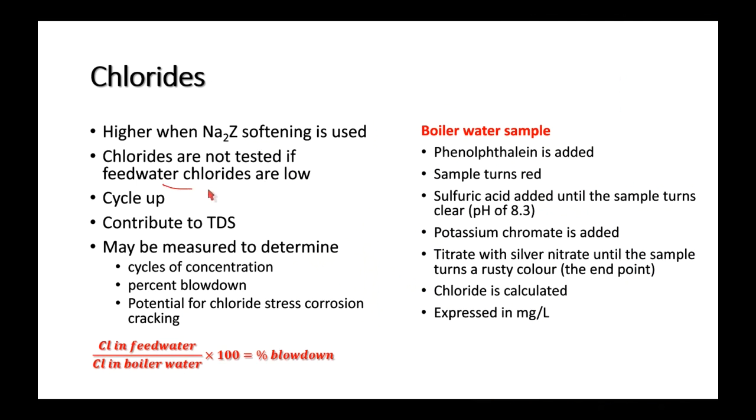You might not have many chlorides in the feed water, and if you don't have a lot of chlorides in the feed water, they won't even bother with the test. Well, when do you get chlorides? When sodium zeolite softening is used, because we've got magnesium chloride and calcium chloride entering into the sodium zeolite softener, and what we get then is sodium chloride leaving.